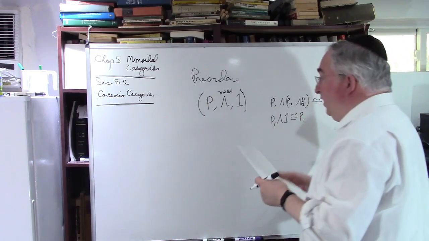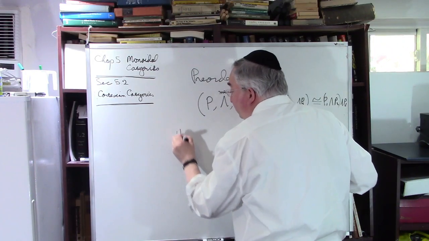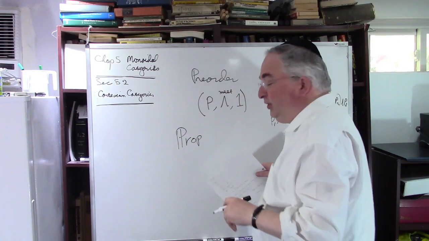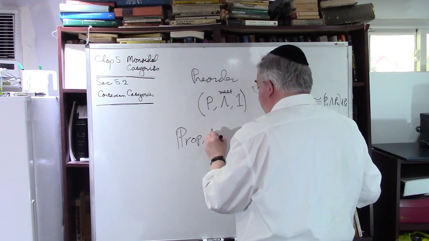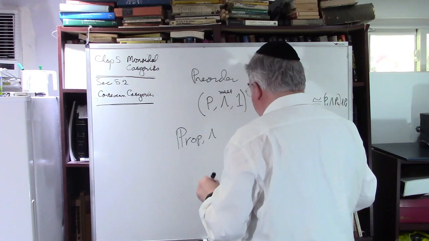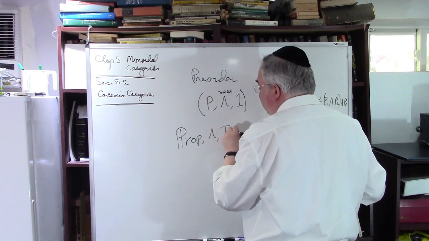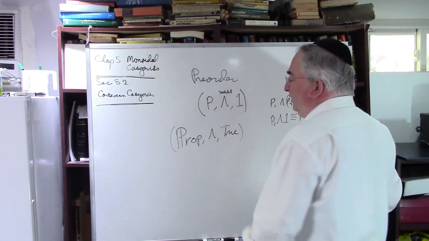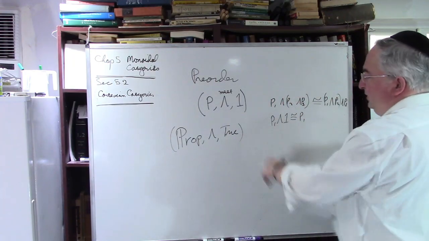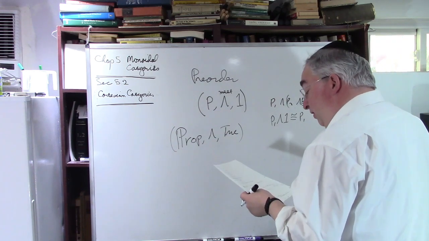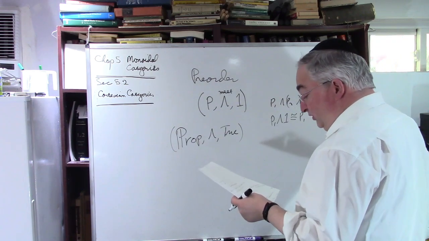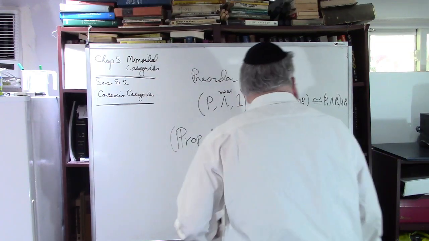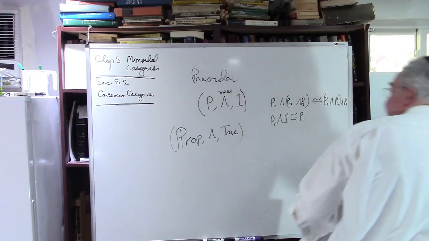I want to talk about a particular example of this, and this we saw at the end of chapter 4. Propositions, so this is all about logic. So we have the and, and we have true. So that's an example of a preorder like that. We don't assume that the and is equal to its associativity. Okay, great. More examples.